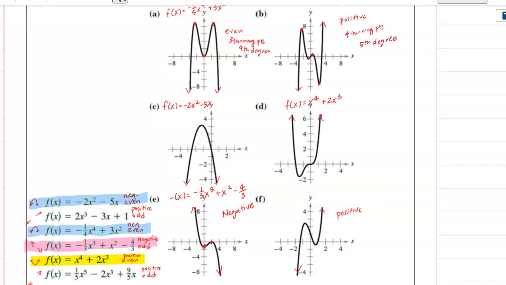Is there any 5th degrees? Yes, there is. There is f of x equals 1/5 x to the 5th minus 2x cubed plus 9/5 x. This one is going to be 2 turning points, so f of x equals 2x cubed minus 3x plus 1. Okay?